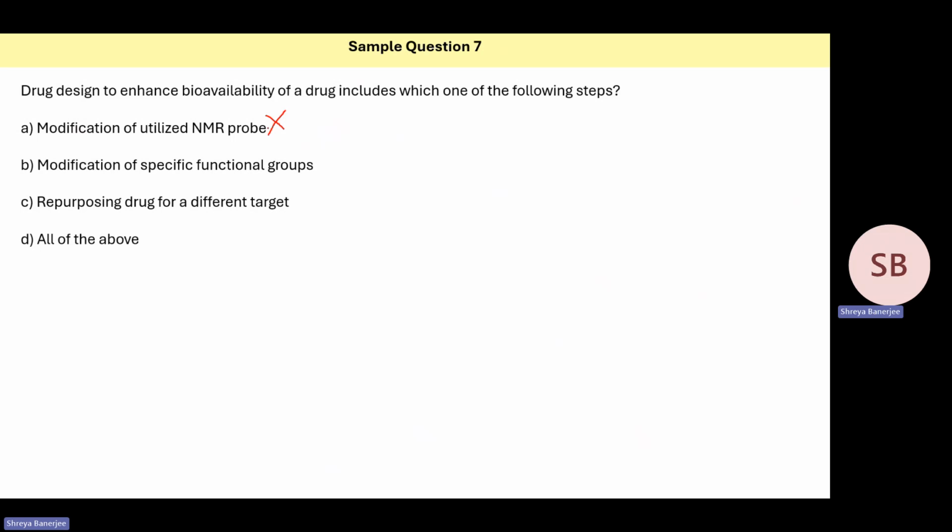So that is wrong. Or repurposing the drug for a different target, that is also wrong, because you have a fixed target. You can change the drug structure to better suit the target, but we don't change the target itself. So C is also wrong. The correct answer is B. That is, you change the structure of the drug. You can change different functional groups in the drug in order to make it a better drug, enhance its bioavailability, and so on. So the correct answer is B.